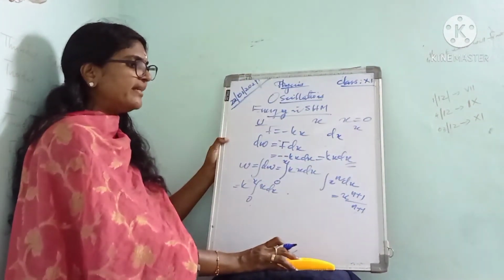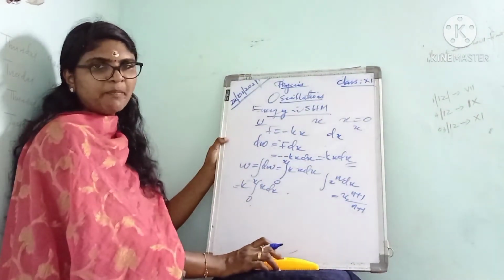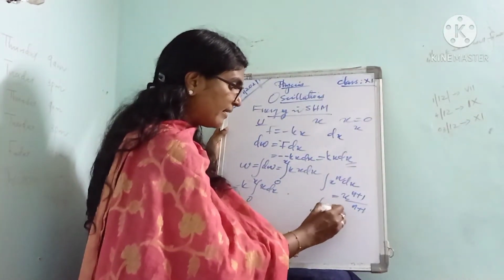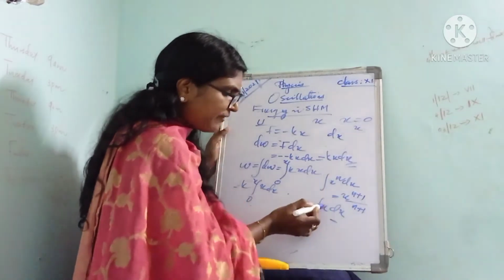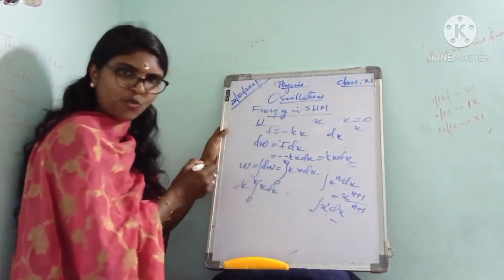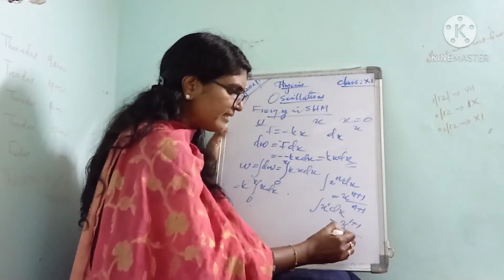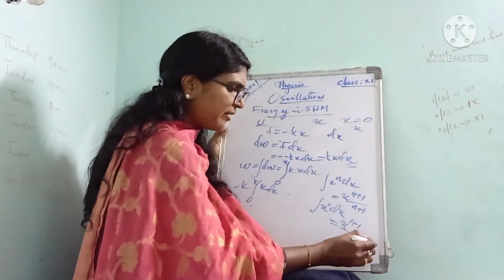Integral of x raised to n dx is x raised to n plus 1 by n plus 1. But here we have integral x dx. Instead of n, the power of x is 1. So x raised to 1 plus 1 divided by 1 plus 1, that is x square by 2.